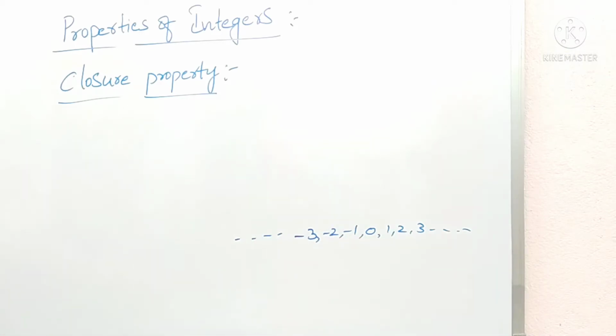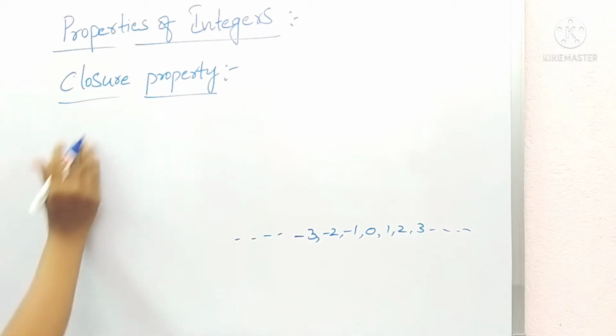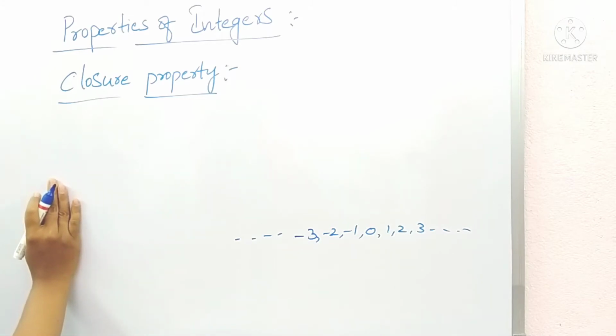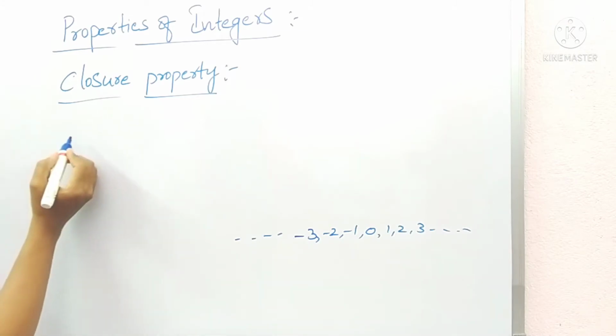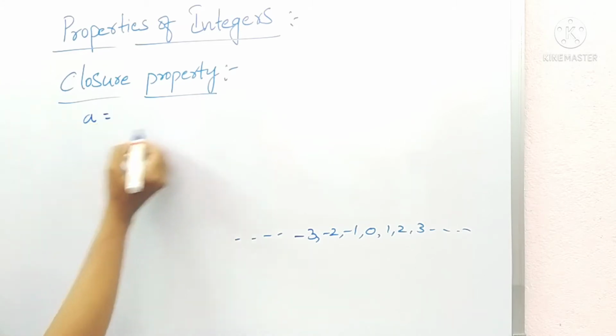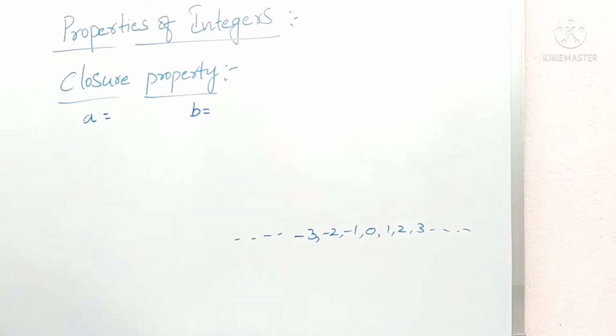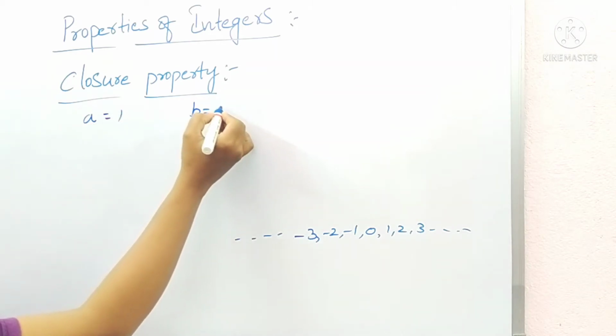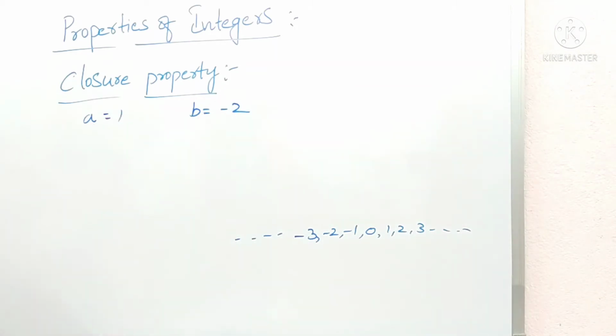So already we have seen the first two exercises and review exercise in this chapter. So today we are going to learn the properties. So first one, closure property. So what does closure property mean? If we take two integers, first one we can say A and the second one B. If the first integer is 1 and the second integer is -2, okay.